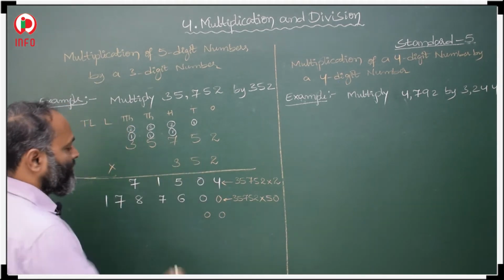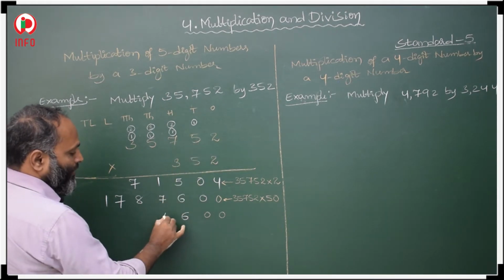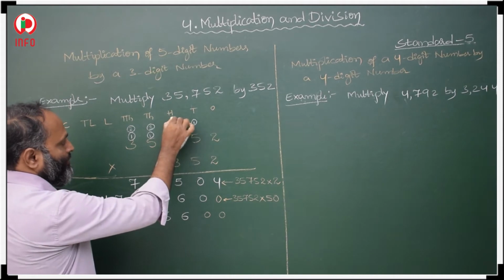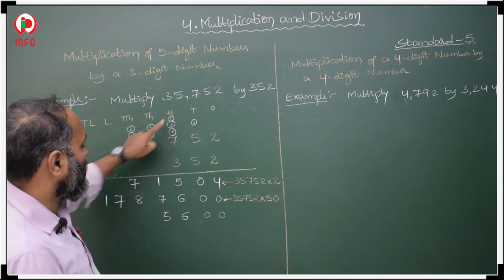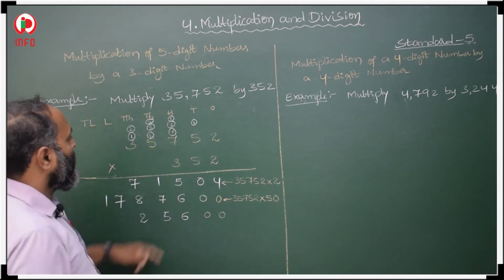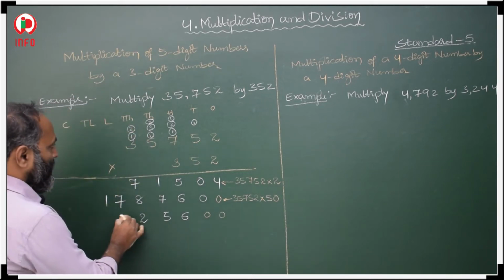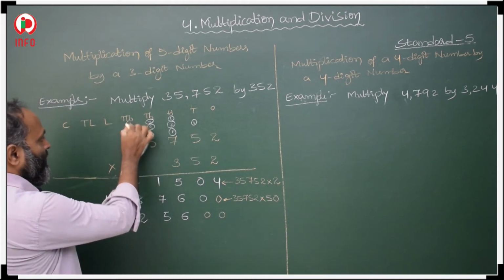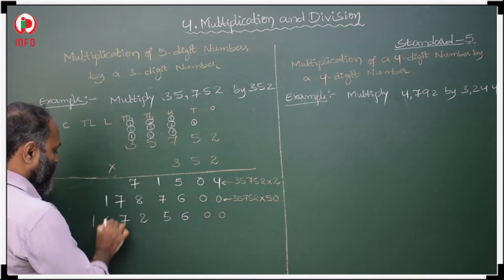3 2s are 6. 3 5s are 15. 5 here and 1 carried. 3 7s are 21 plus 1 is 22. 2 here and 2 carried. 3 5s are 15, 16, 17. 7 here and 1 carried. 3 3s are 9. 9 plus 1 is 10.